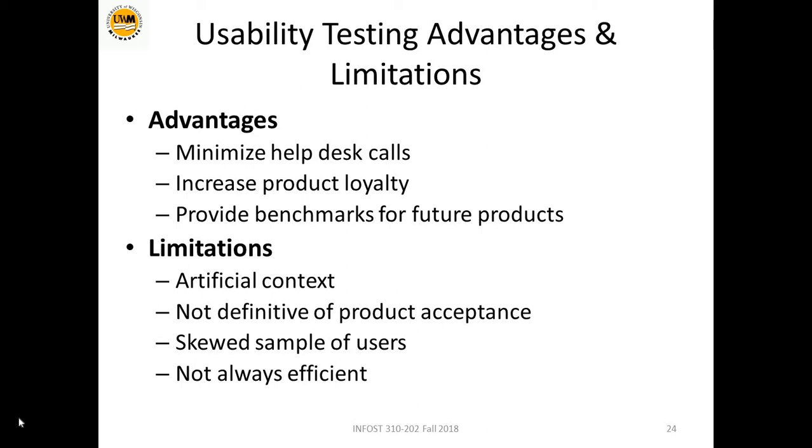What are the limitations of the usability tests? Limitations: our test might be an artificial context. It might not mimic all the naturally occurring cases of use of the system. It might not provide a definitive acceptance of the product. Our sample of users might not cover the whole spectrum, and the testing process might not always be efficient.